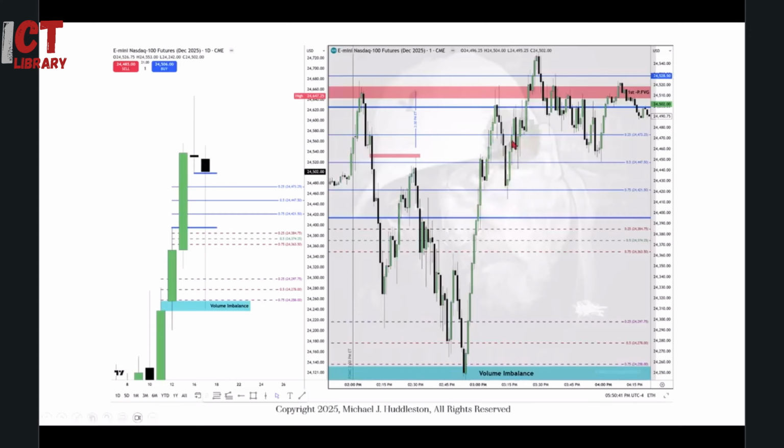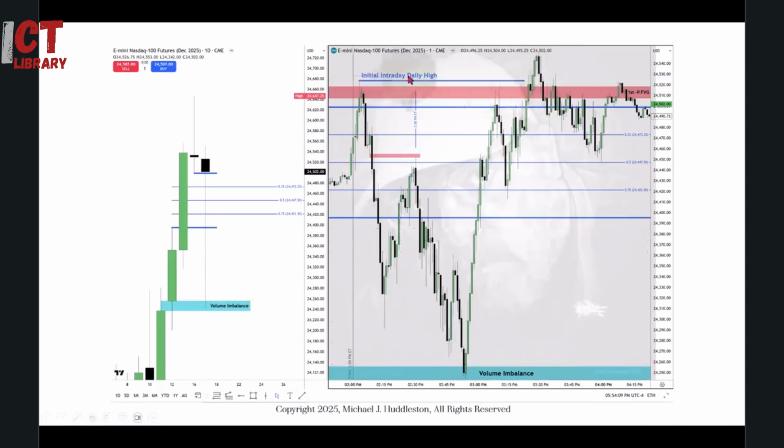But it then rallies up, consequent encroachment, upper quadrant, and then sends it through first percent of fair value gap and the relative equal highs here. So that initial intraday daily high here, earlier in the day, they take that out. And then we start to consolidate in between the quadrant levels and first percent of the fair value gap.